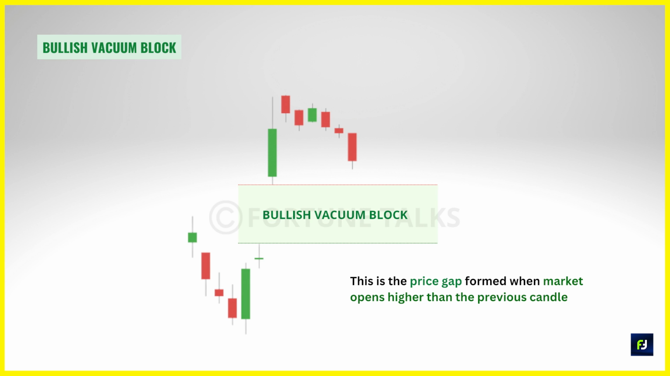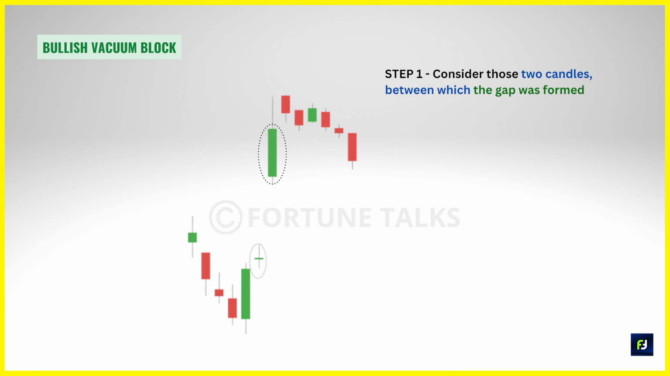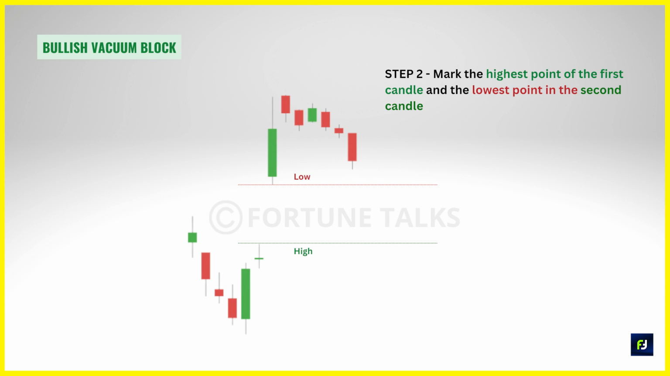A bullish vacuum block is a gap created in price action when price opens way higher than the previous candle. To mark the vacuum block, we have to consider those two candles between which the gap was formed. Then, we need to mark the highest point of the first candle and the lowest point of the second candlestick. This will be our bullish vacuum block or simply a gap up.